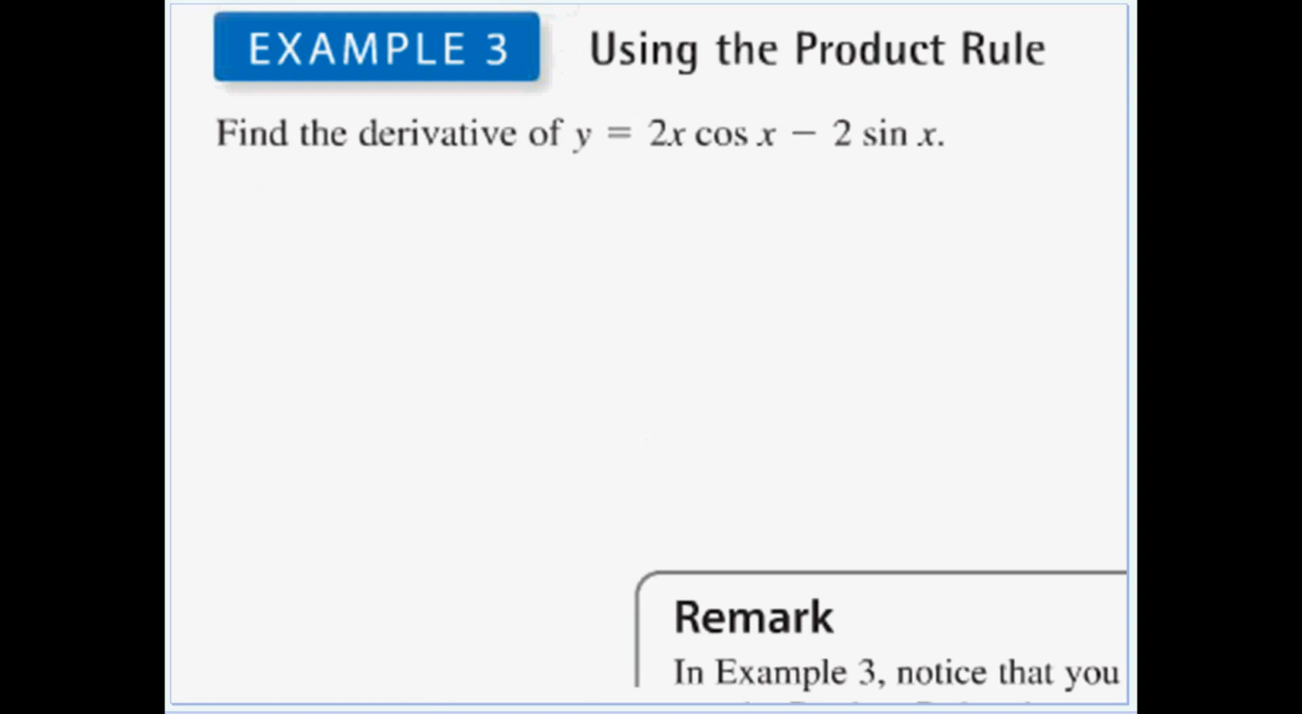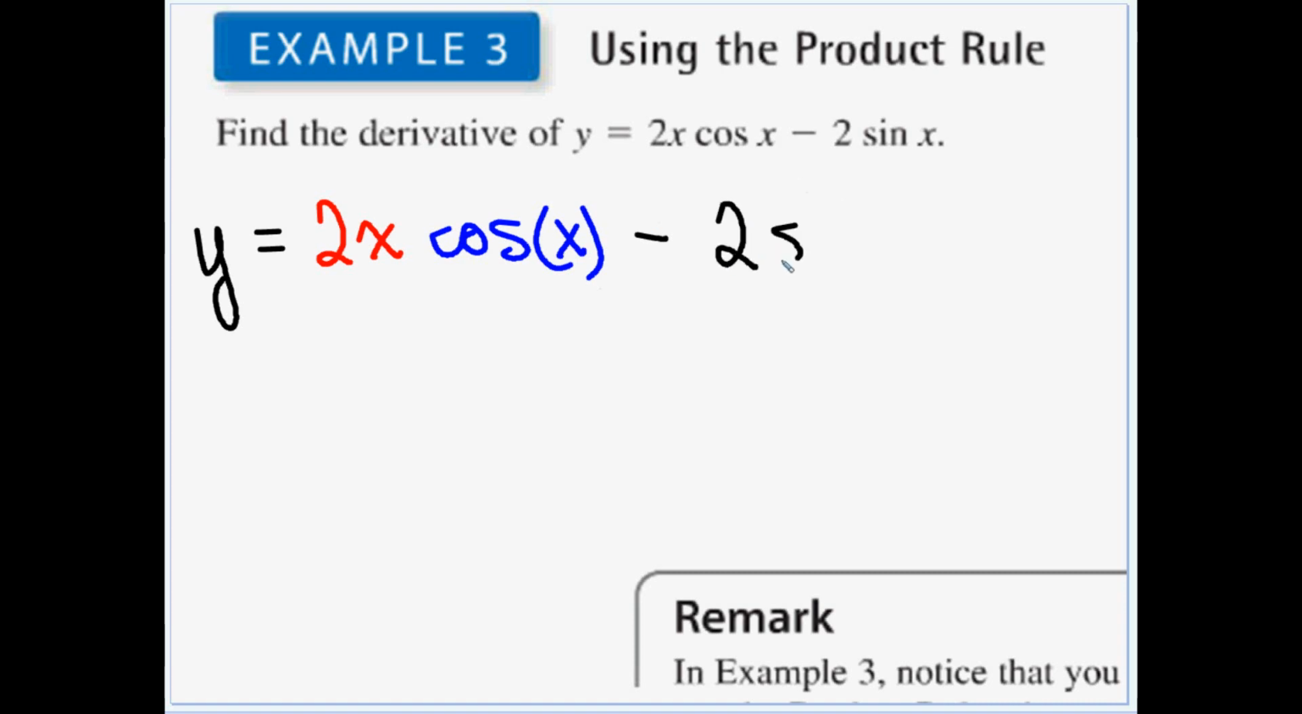Ooh, this one looks fun. Find the derivative of, let's take a minute here and look at this function. 2x times the cos of x minus 2 sine x. Now that first term is going to be a product rule. I'm going to sort of rewrite it down here. Y equals, our first function is a 2x, and we're multiplying that by a cos of x. Cos of x. And then we've got this other term, minus 2 sine x.